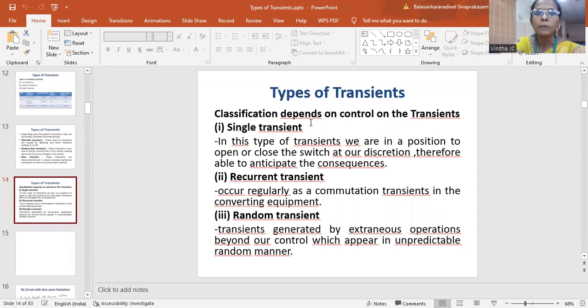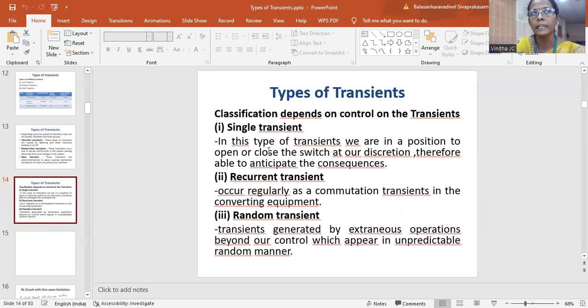Next is the classification of transients that depends on the control over the transients. It is classified into 3 types: single transient, recurrent transient, and random transient. So what is meant by single transient? Single transient is nothing but the transient that is created by opening and closing of the switches.